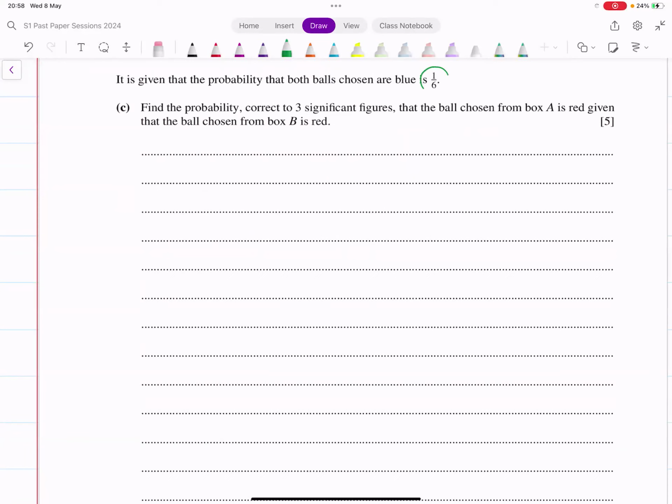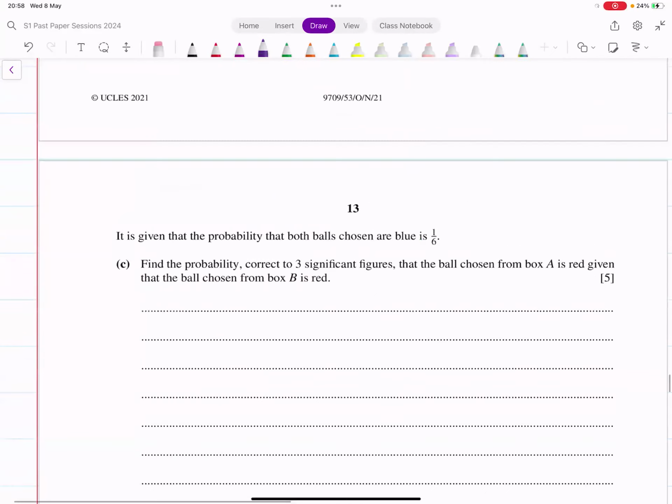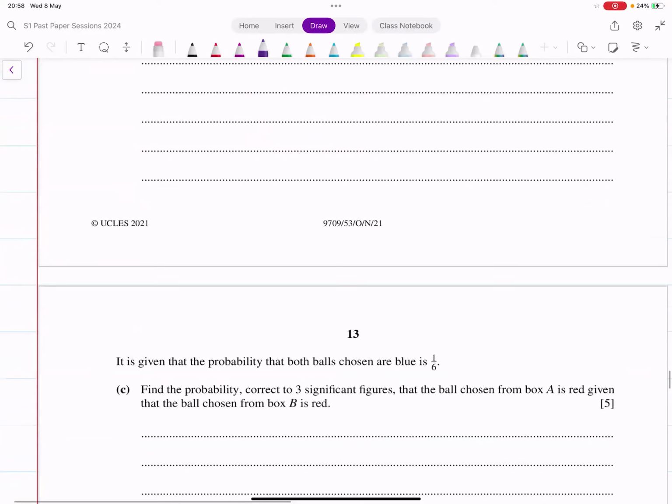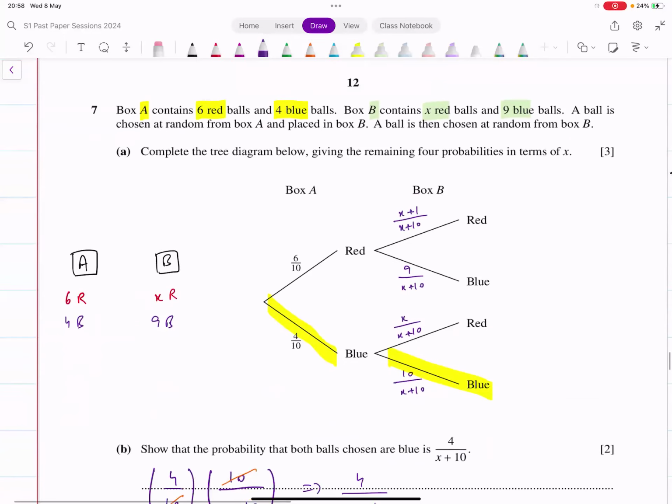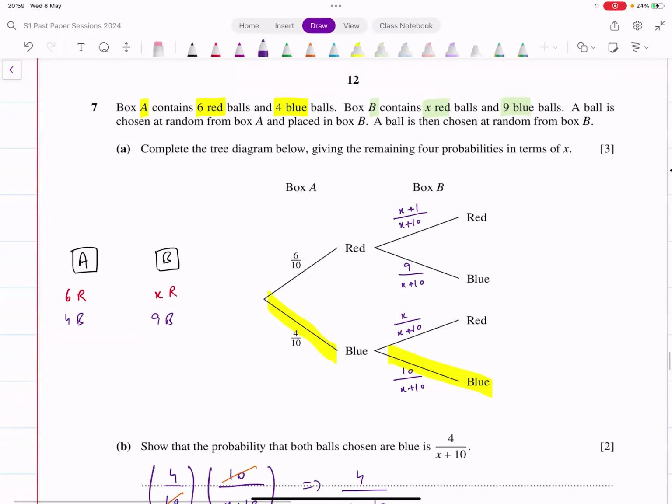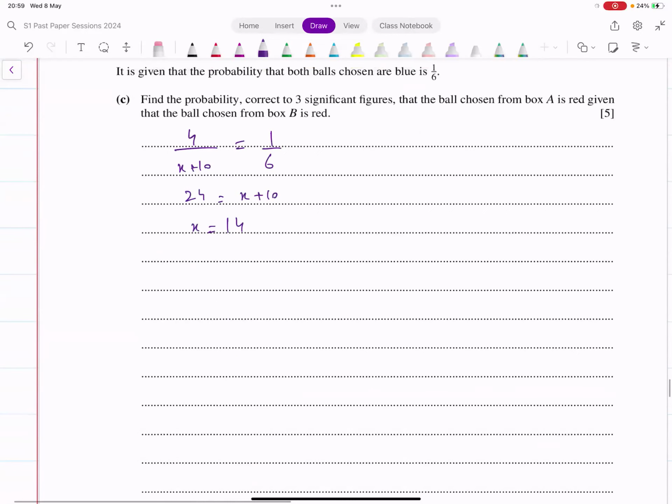Now, using this, what you can actually do is find the value of x first of all, right? You know that the probability of getting 2 blue balls is 4 over x plus 10. And now they're saying that's equal to 1 out of 6. You get an equation from this that you can use to find the value of x. Let's cross multiply. It gives you 24 equals x plus 10, and the value of x turns out to be 14. So now you know the number of red balls in the second box is 14.